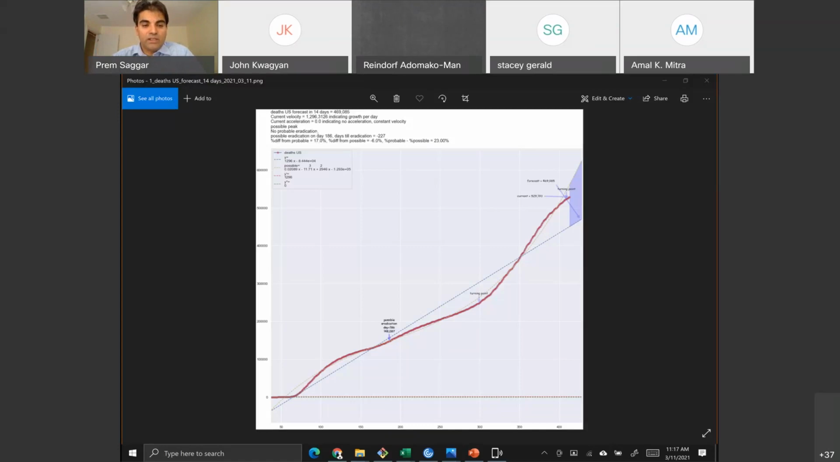So we say here possible eradication on day 186. Days till eradication minus 227. So we made a call that it could stop if we had continued to be in lockdown. We opened up, it did not.